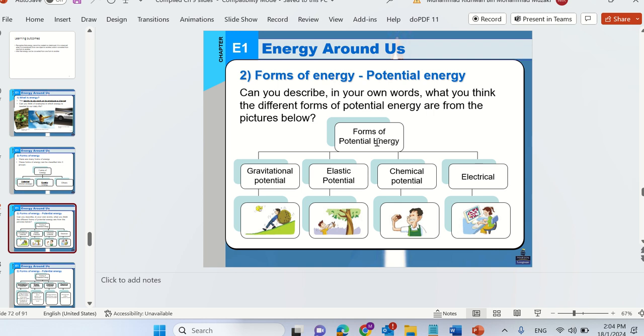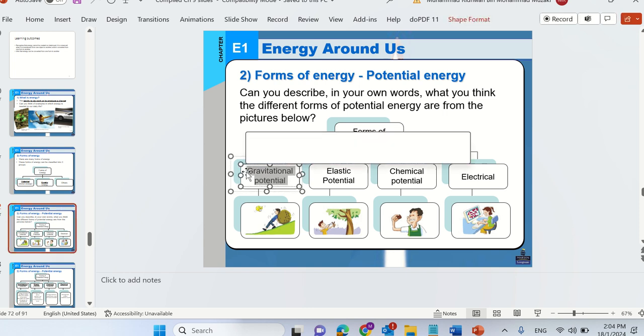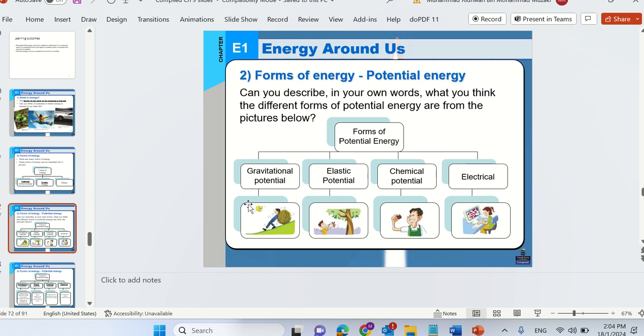So potential means a stored energy, energy that is stored, which has the potential to be released. The first form of potential energy is gravitational potential energy. When you see the word gravitational potential energy, what you should associate this with is height. Any object that is present at a height possesses gravitational potential energy. For example, this rock here is present at an elevated angle, so there is height involved. So it will possess gravitational potential energy.